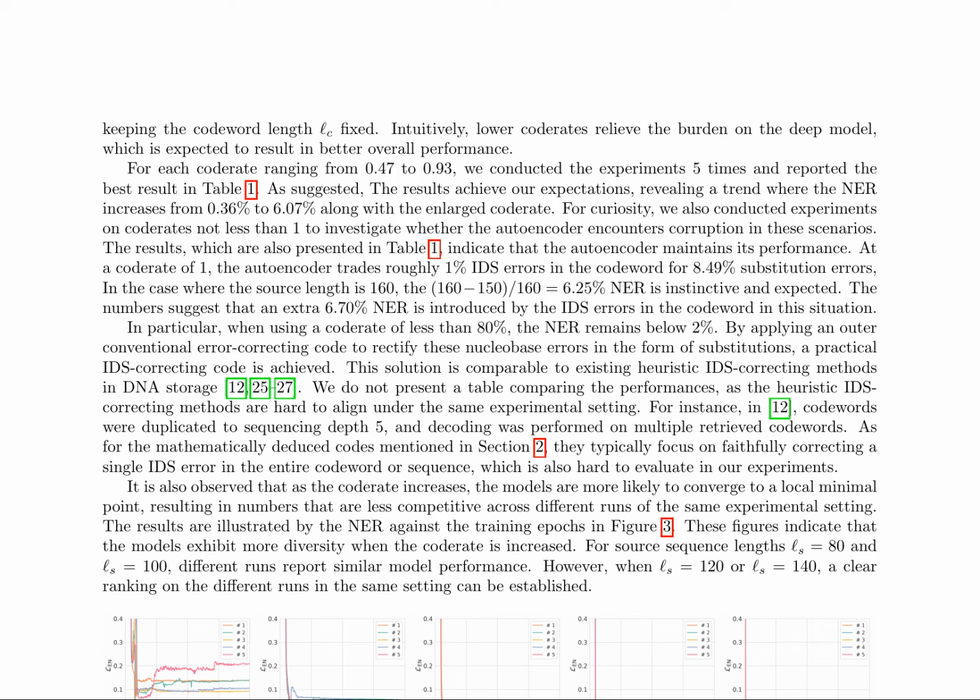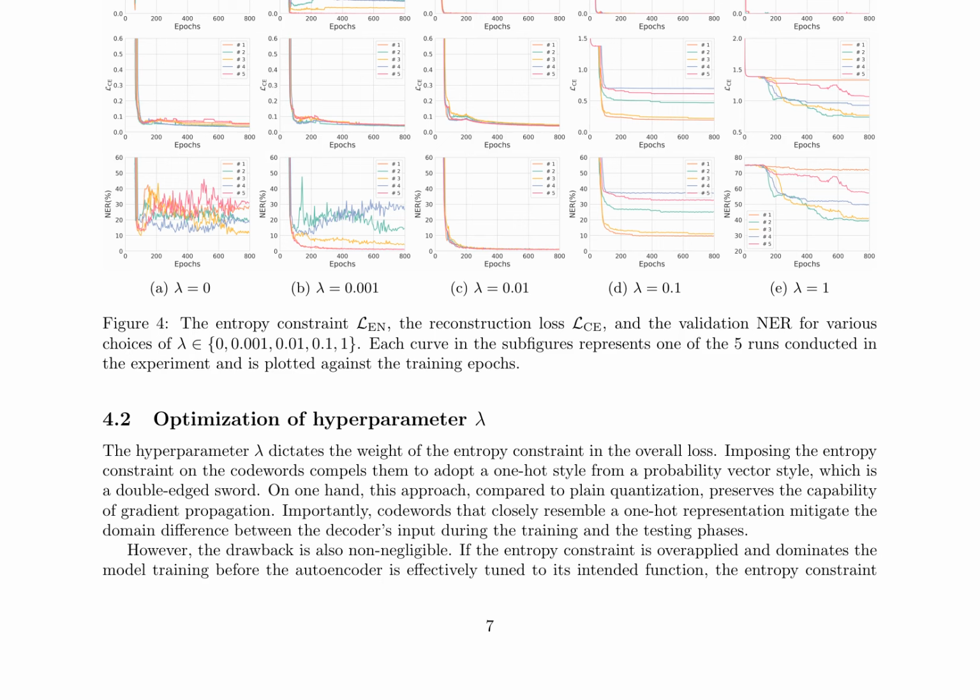The authors demonstrate that by optimizing the hyperparameter lambda, which dictates the weight of the entropy constraint, the autoencoder's performance can be significantly improved. They also investigate the effects of the auxiliary reconstruction loss and its impact on the overall performance of the model. In their experiments, the authors observe a trend where the NER, nucleotide error rate, increases from 0.36% to 6.07% along with the enlarged coder rate. This suggests that an autoencoder can maintain its performance even at higher coder rates, where the burden on the deep model is relieved. Furthermore, the results indicate that an extra 6.70% NER is introduced by the IDS errors in the codeword when using a coder rate of less than 80%.